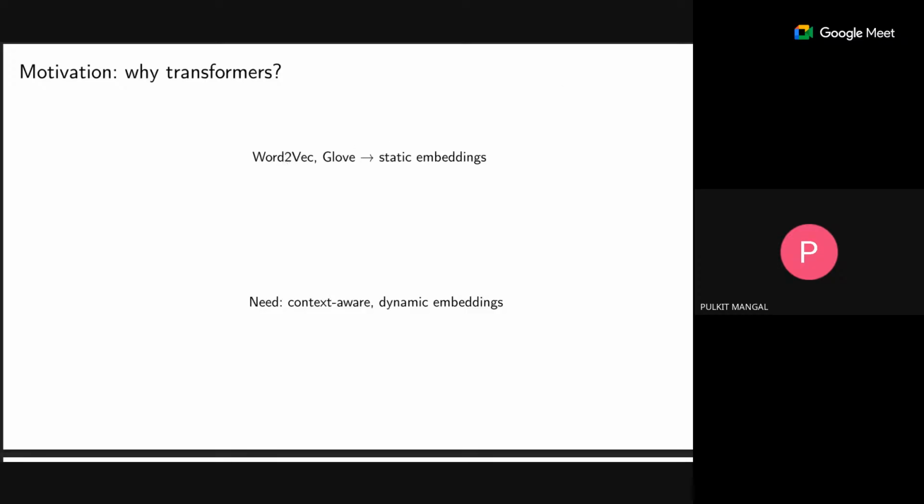So that's the part I said, that word2vec and GloVe models were the traditional way of doing embedding for the word. They use static embedding. That means you will only get the same embedding for the word. You are not going to get a dynamic embedding based on the context that you have.